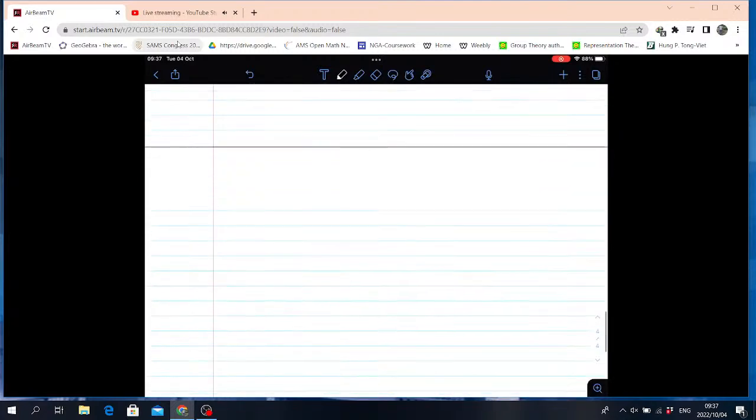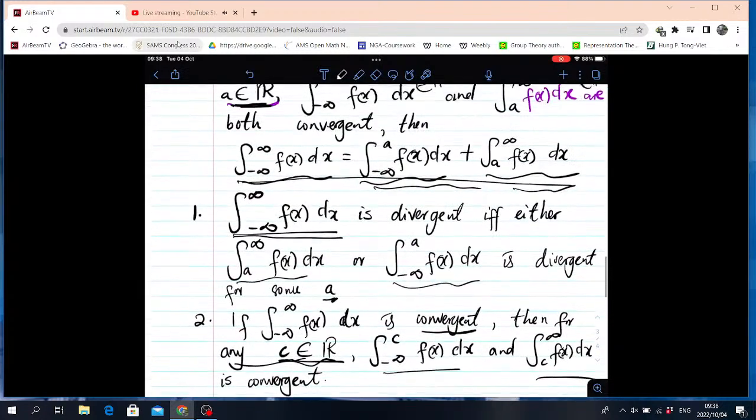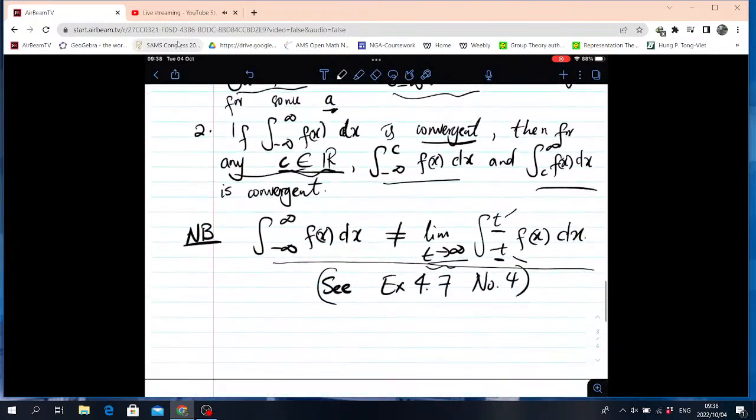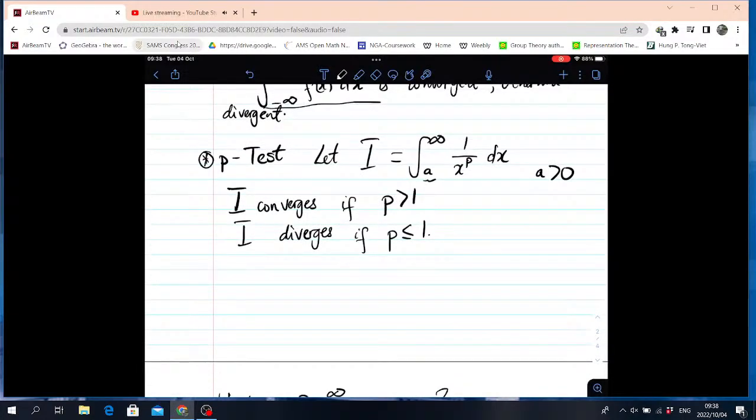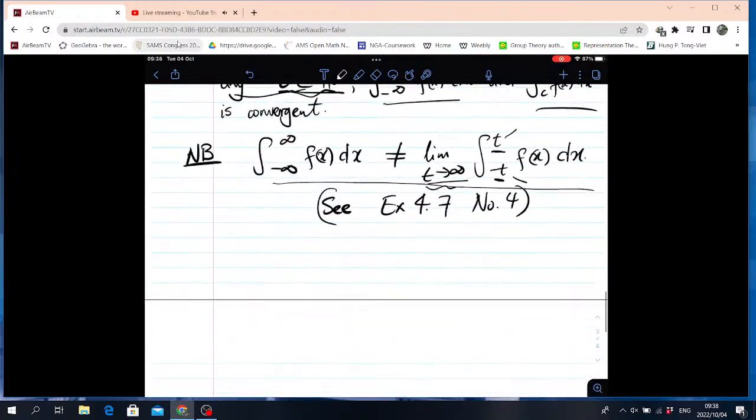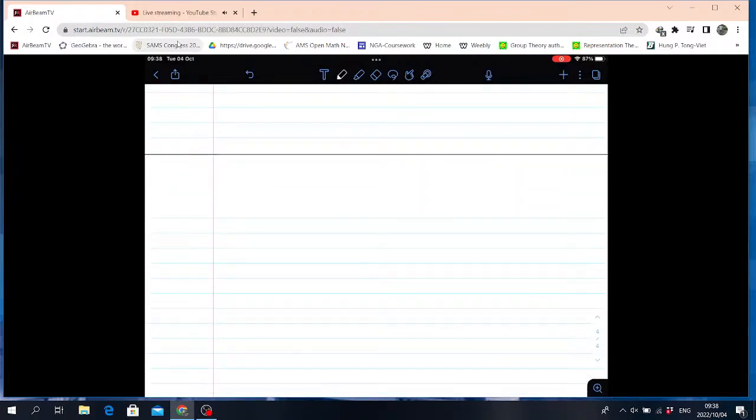Right, so now we go on to another test. Yesterday we looked at the p-test and we saw that certain integrals of this form we can determine by just looking at the power here and determine if it's going to be convergent or not. Now we are going to look at what is called the comparison test.